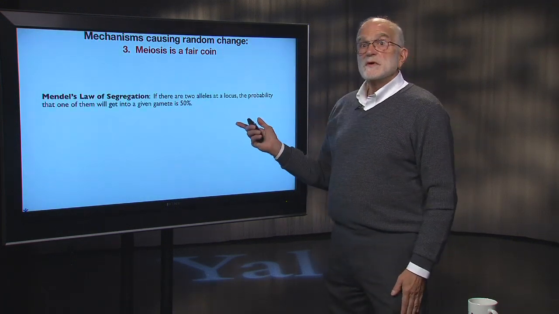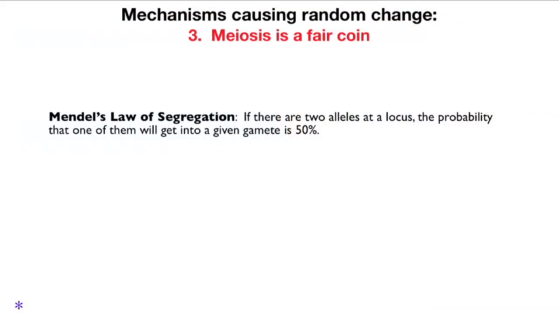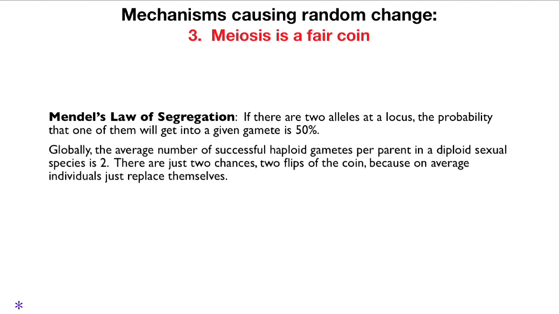And that's Mendel's first law of segregation. If there are two alleles at a locus, the probability that one of them will get into a gamete is 50%. Now, this next step is a little trickier. Globally, the average number of successful haploid gametes per parent is 2 over the long term on average. There are just 2 chances, 2 flips of the coin, because on average individuals just replace themselves.